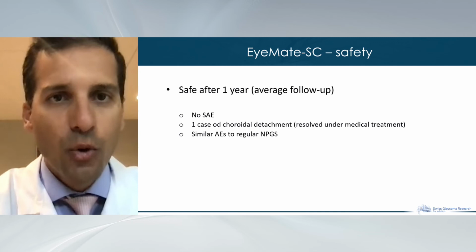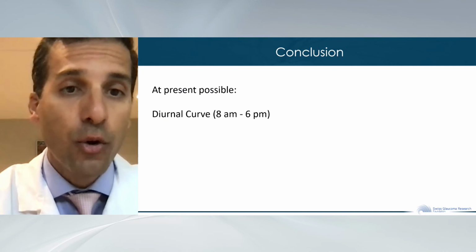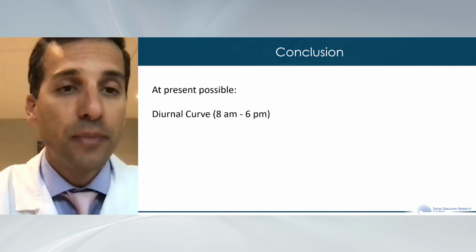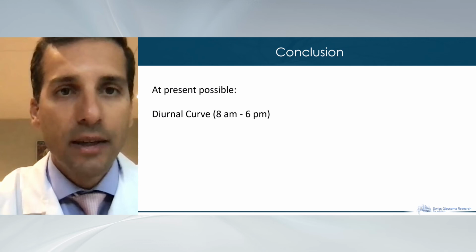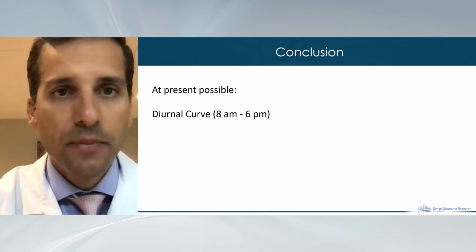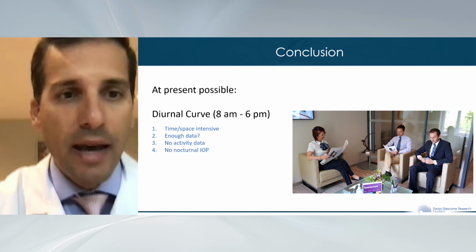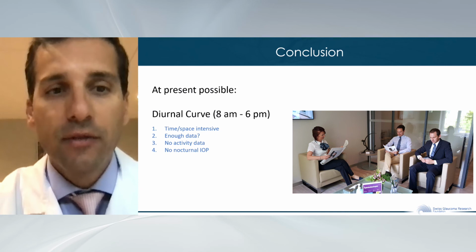So to conclude my talk, what can we do today? Of course, you can do a diurnal tension curve. The patient comes several times a day to your clinic. You measure IOP with that. It's time and space intensive. You still don't obtain a lot of data. You don't have any clinical activity data of the patient. Next slide. And you don't get any nocturnal data. And although the patient may look happy when you see him at the beginning of the measurement, he will tire throughout the day. Next slide.